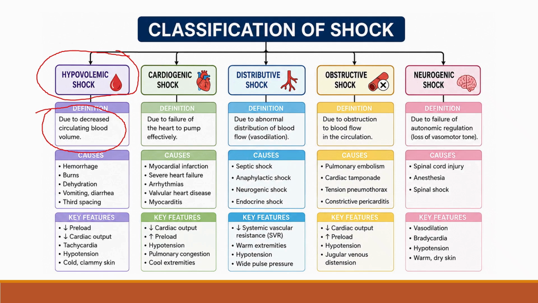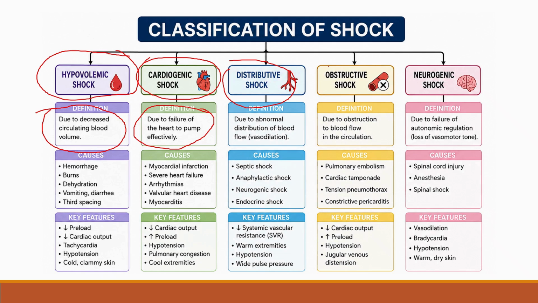The second one is cardiogenic shock. Cardio means it is the heart. So the heart is not pumping efficiently. So then what will happen? Cardiogenic shock. The third one is distributive shock. The abnormal distribution of blood flow leads to distributive shock. You need to remember about the vasodilation. And the causes you can see here.